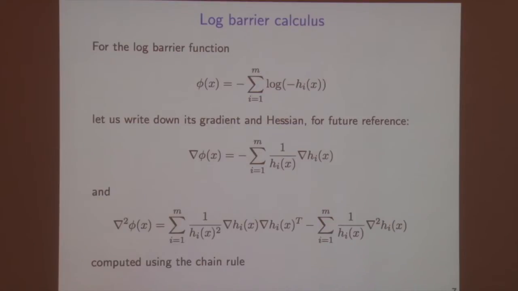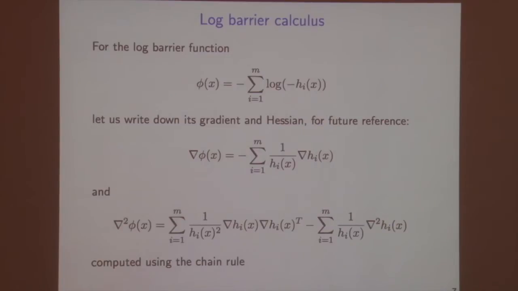We're going to put the log barrier into the criterion, remove the constraints, and then we're going to use Newton's method to solve that problem. And so we're going to want to know what its gradient and Hessian are, just for that reason. So this is the log barrier function, right? It's the minus sum of the logs of the negative constraints. And let's write down its gradient and its Hessian.